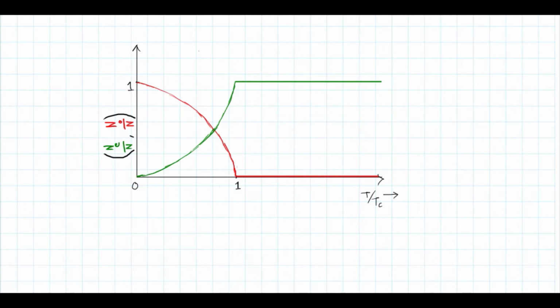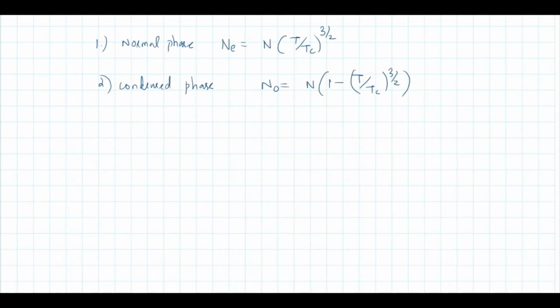At T equal to 0, what happens? If you look at this expression, at T equal to 0, this Ne is effectively 0 and N0 is effectively N. The total number of particles, all the particles will occupy the ground state, and you will have only the condensed state. There is no normal phase.